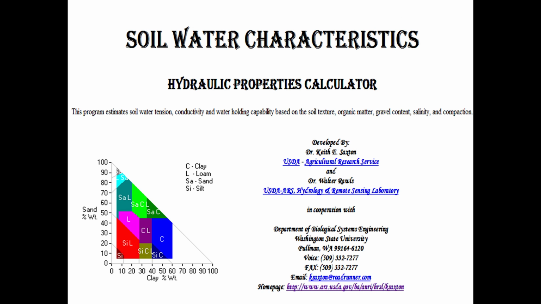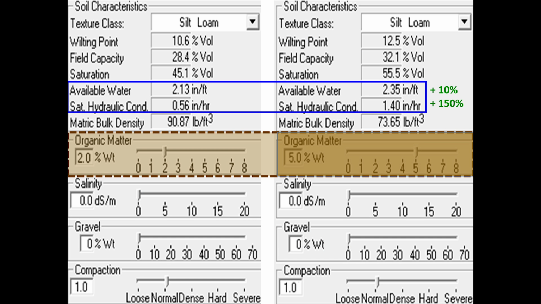Another way to look at this is something I have my students use. This is a hydraulic properties calculator. We can put in the texture, put in the organic matter content, put in the bulk density, and we can look at how hydraulic properties change when we change those types of variables. What this shows is that the available water, when we went from 2% organic matter up to 5% organic matter, increased just 10%. That's really very small, okay?